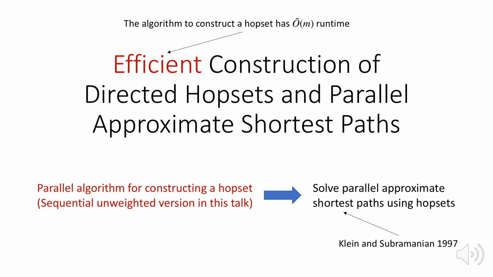And once we have a parallel algorithm for constructing a hopset, we can use that to solve parallel approximate shortest paths. Using hopsets to solve parallel approximate shortest paths is not new, and that was done by Subramanian and Klein in 1997. In this talk, I'll be just showing the sequential unweighted version for constructing a hopset.